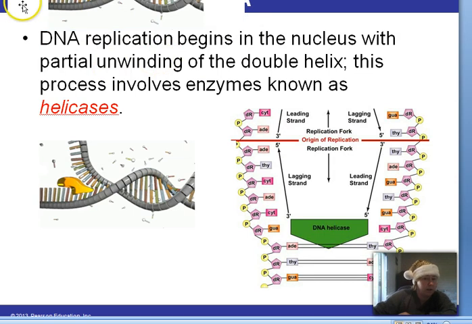Okay. DNA replication begins at the nucleus with a partial unwinding of the helix, and this is done by the helicase. So now we're replicating our DNA. This little helicase comes in here and it separates something. It pushes it apart, these are together, all wound up, and the helicase comes in and opens them up. It just pushes the opening. That's what the helicase does.